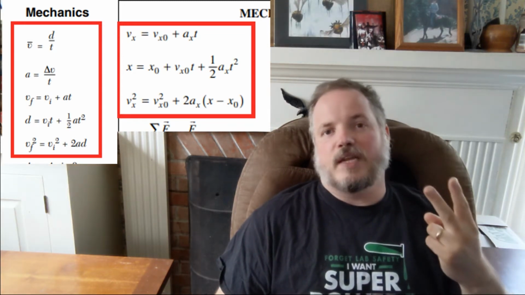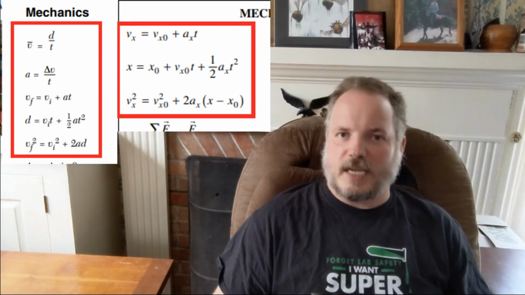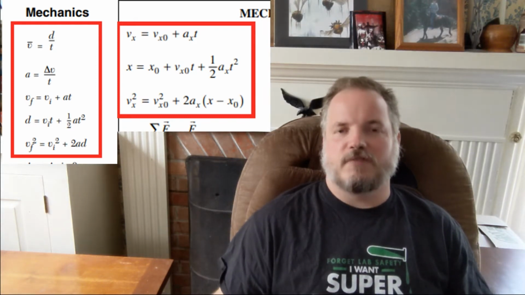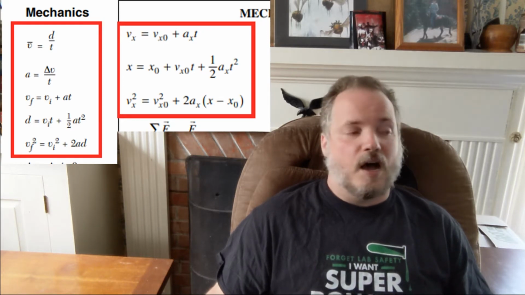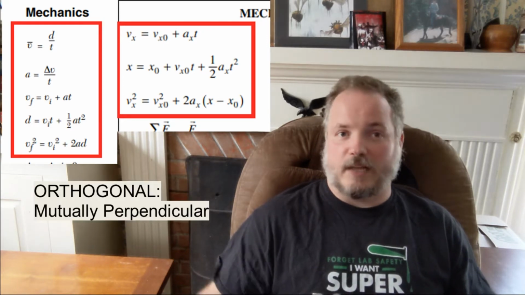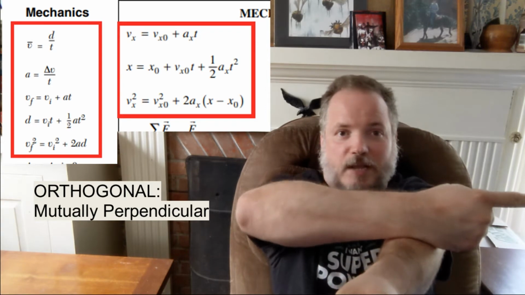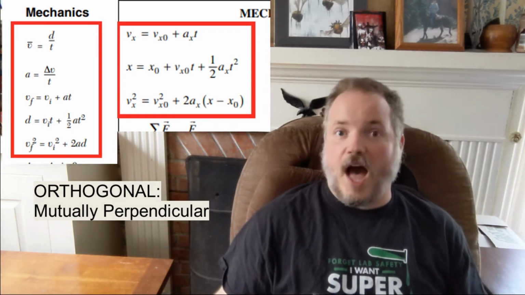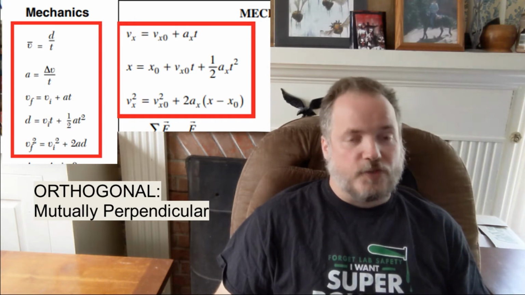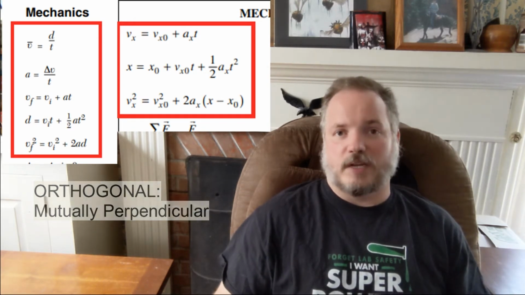The second thing you need to know is that perpendicular things don't affect each other. There's a fancy physics word called orthogonal. Anything that is mutually perpendicular. So you have this way and this way, those are perpendicular, and then this is perpendicular to both of them. These are all orthogonal directions. Well, orthogonal vectors don't have an impact on each other.